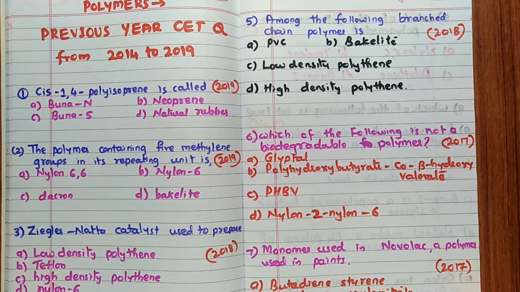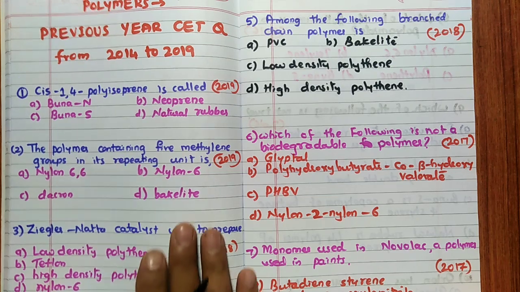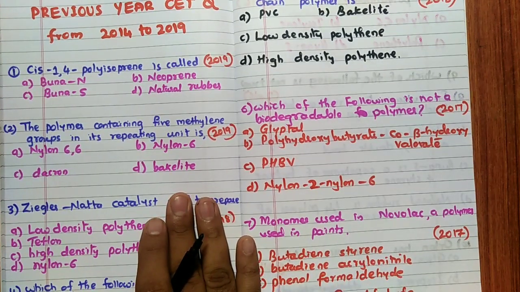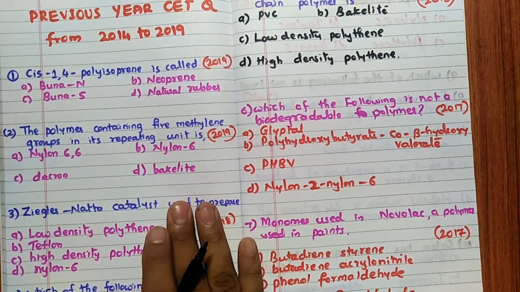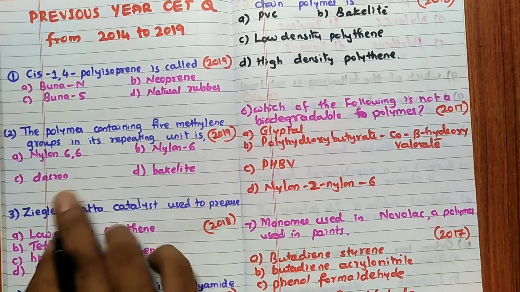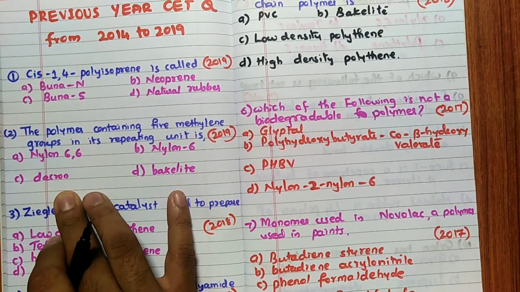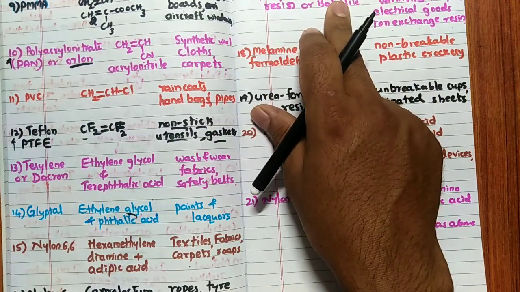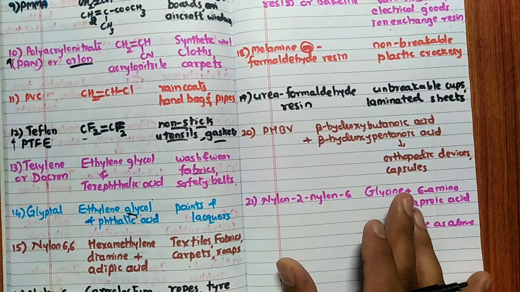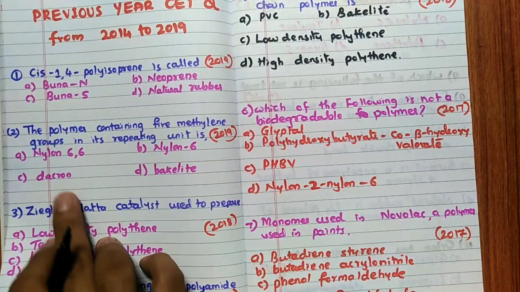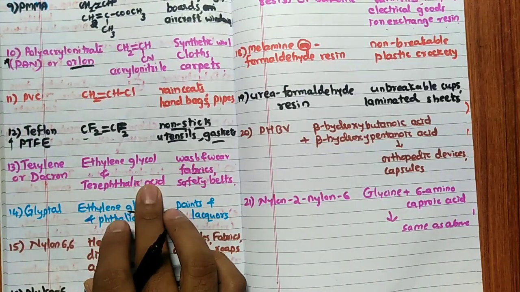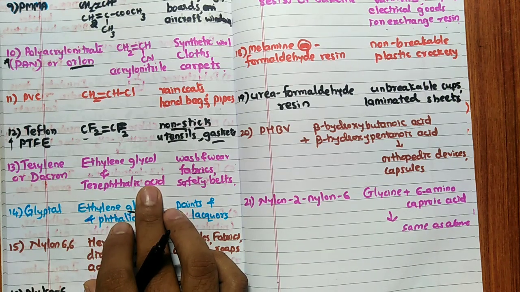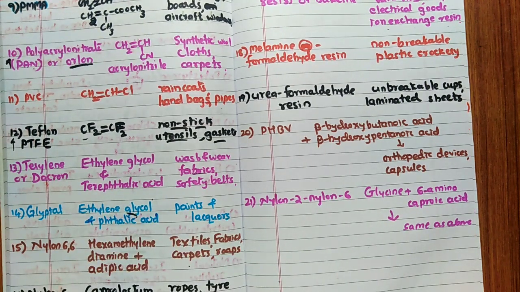Yes, you can read the second question. The polymer containing 5 methylene groups. If you remember this, definitely Bakelite or Dacron will never be the answer, because in Bakelite, phenol formaldehyde is present in both cases. 5 methylene groups are not present at all. Then Dacron is ethylene glycol and terephthalic acid; here also you will never see 5 methylene groups. So this is also not the answer.